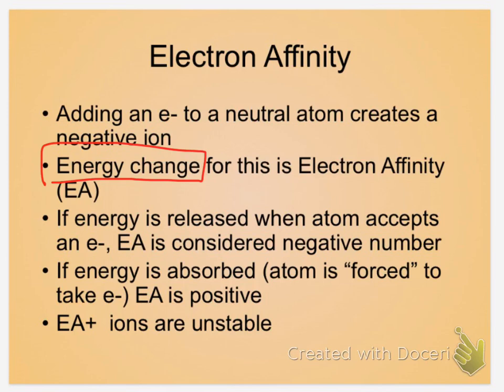So if energy is released, let's just read those next two bullet points and see how little sense they make. If energy is released when an atom accepts an electron, EA is considered a negative number. If energy is absorbed, the atom is forced to take an electron. EA is positive. EA positive atoms are unstable.